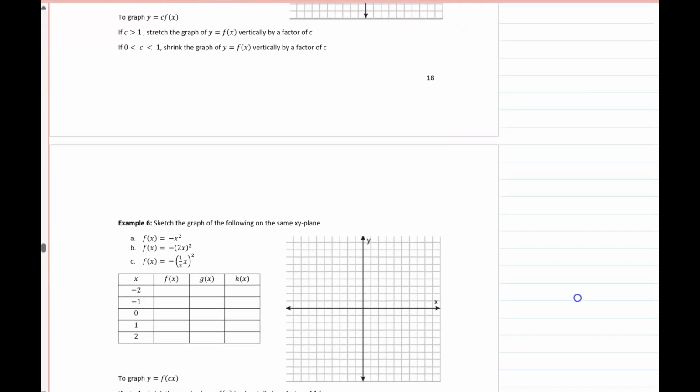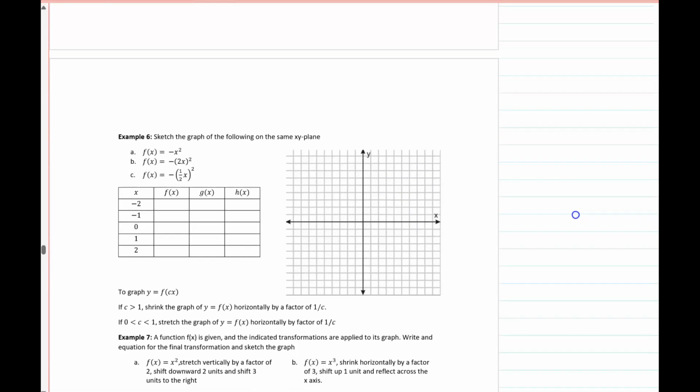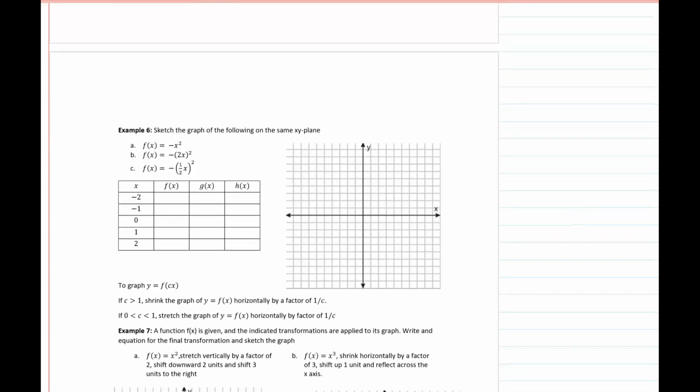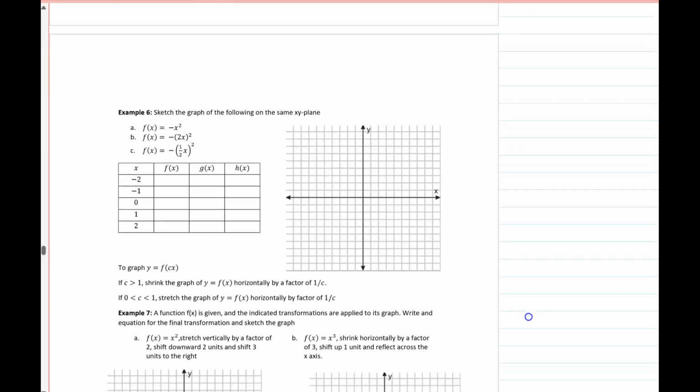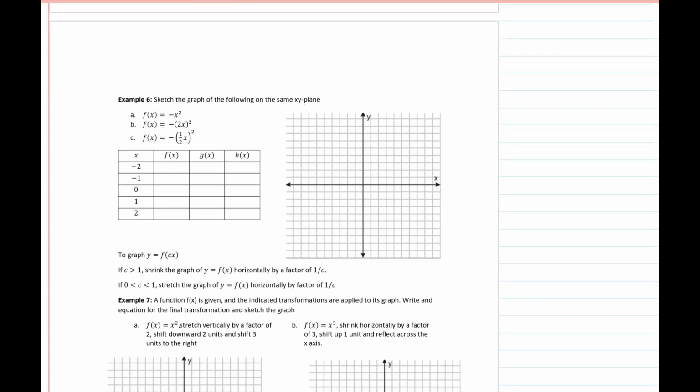The next case, sketch the graph of the following on the same xy plane. Note that what's different here is we multiply in the variable. Okay. So again, I will create the table of values, and the next thing I'll do is plot the graph, starting with f of x.